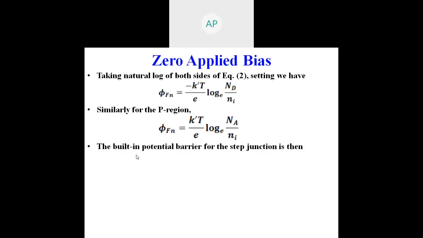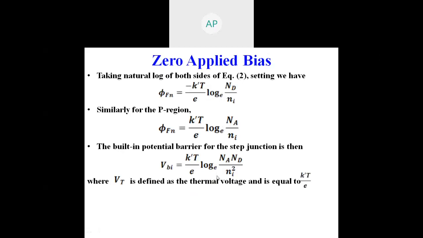So we have the built-in barrier potential for a step function given as kT divided by e log to the base e of Na divided by Ni. We have to club these two. If we club these two, we have the common part. Here it is a logarithmic subtraction, and logarithmic subtraction gives you the logarithmic division. So finally, this expression will be there.